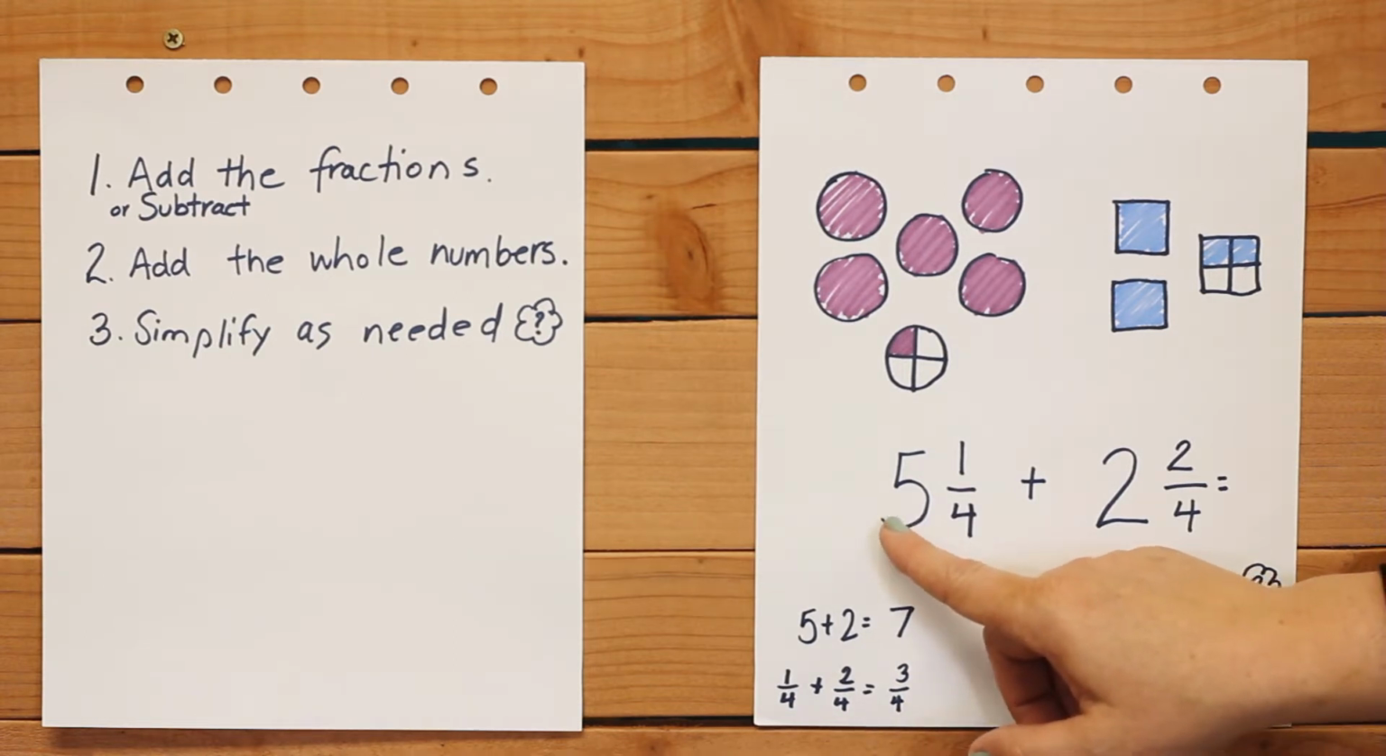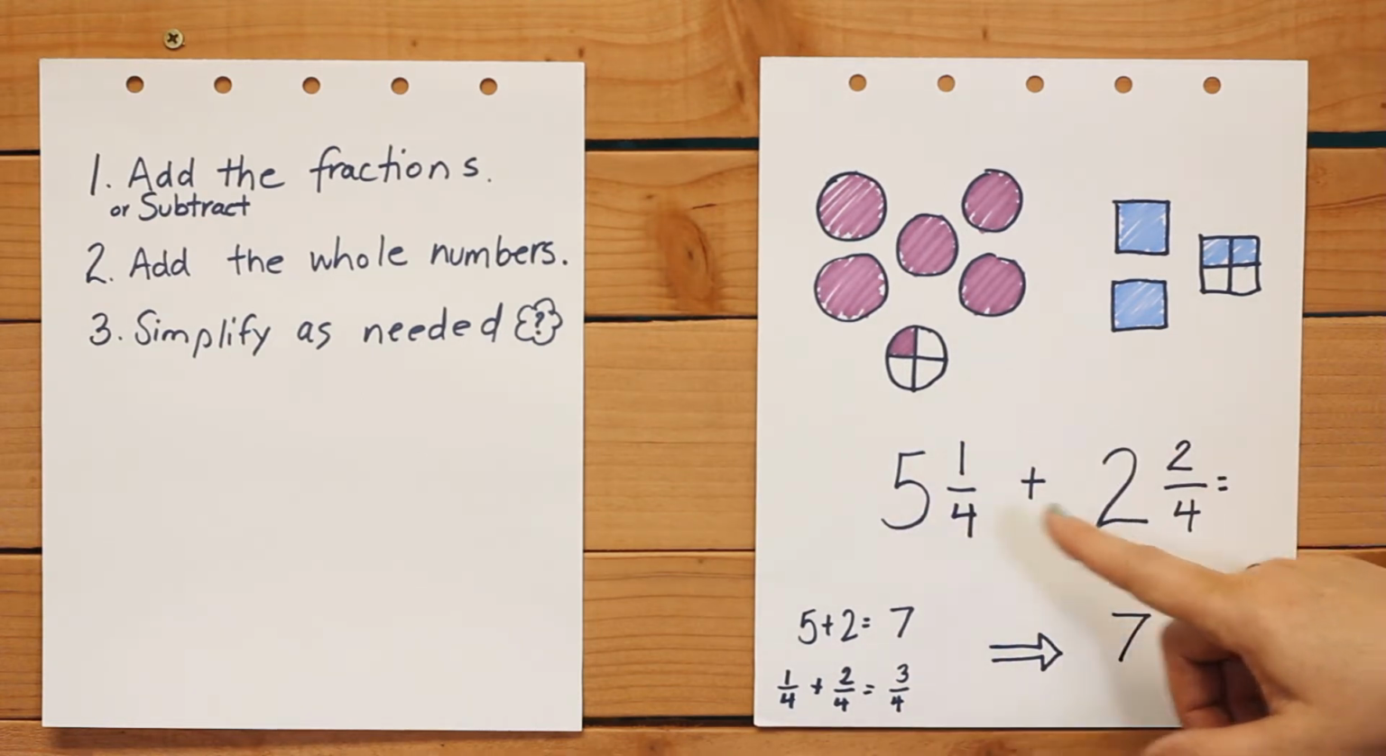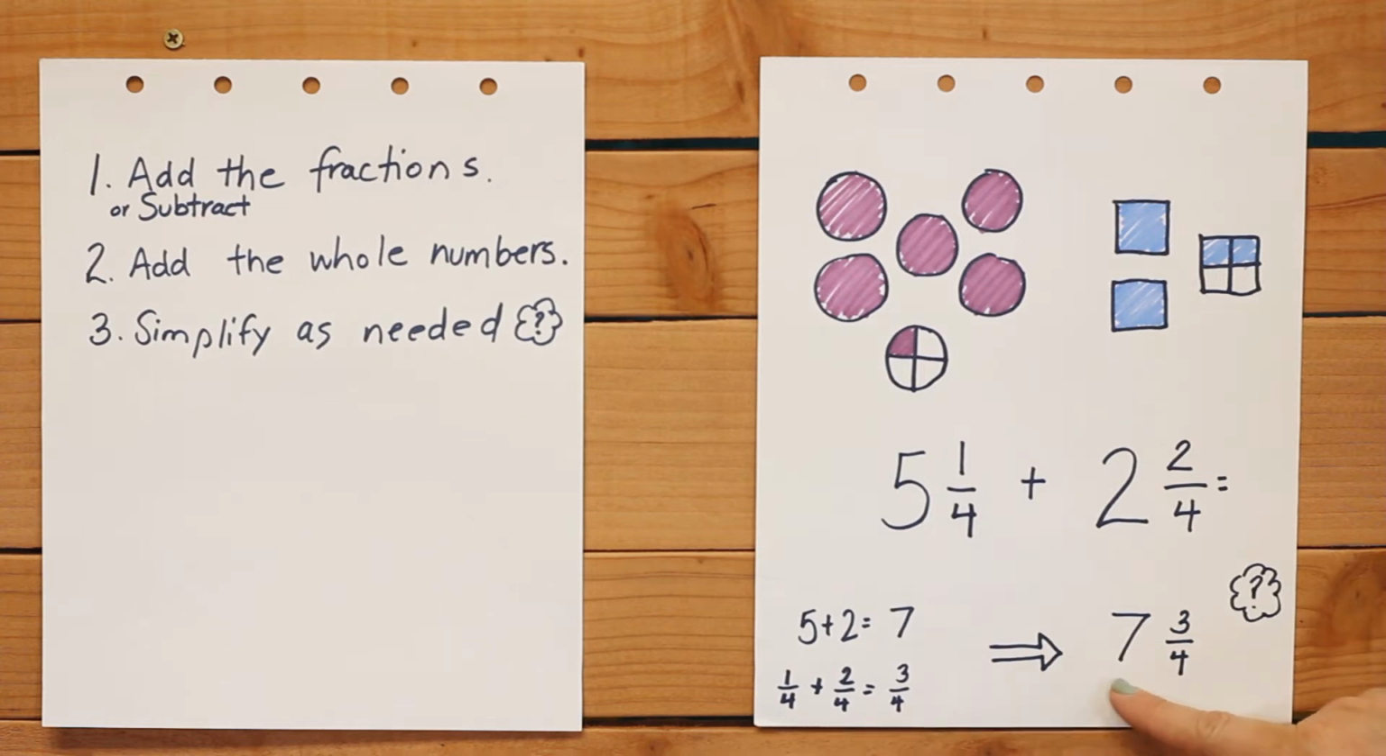And then I look at my whole numbers, 5 and 2. 5 and 2 is 7, so my final answer is 7 3/4. But make sure you look at the fraction, and I have a little question mark there to remind you, is it in simplest form? In this case, 3/4 is in simplest form, so your final answer is 7 3/4. So let's check out a couple other examples.